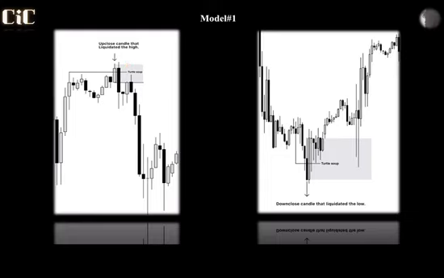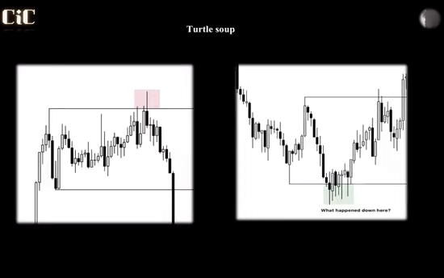Right, now I went a bit deeper than I was intending to in the summary. But in plain English, bearish model number 1: up close candle, liquidated the high. Bullish model number 1: down close candle that liquidated the low. Next we have turtle soup.